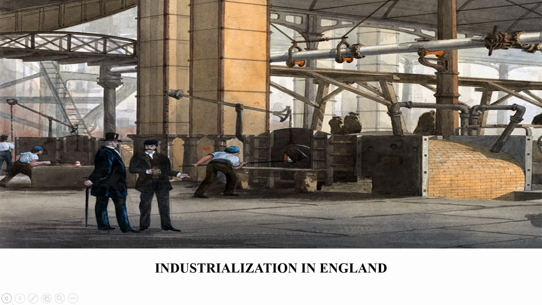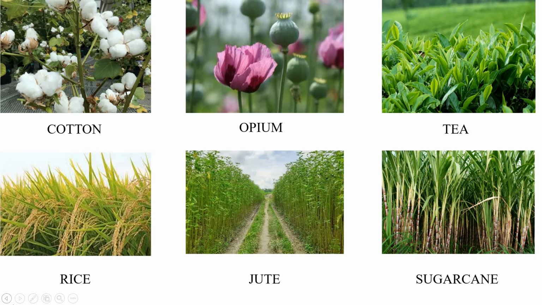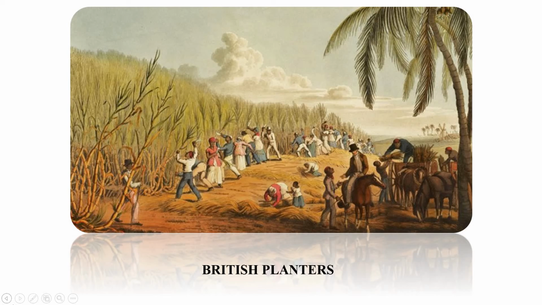As a result of industrialization, England's need for raw materials increased. Hence, the British economic policies in India started being governed by the needs of the British industries. Hence, the area of cultivation of such cash crops as indigo, cotton, tea, opium, rice, jute, and sugarcane expanded. Plantations were completely under the British control. The Indian peasants were paid very little wages. The owners of the plantation, called the planters, were all Englishmen who exploited the peasants very much.